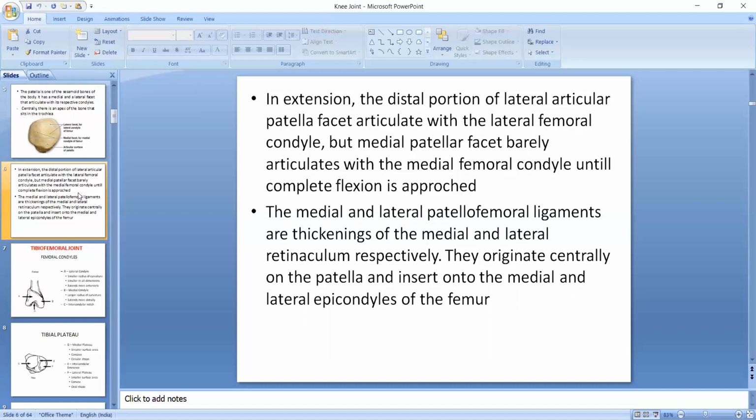The medial and lateral patellofemoral ligaments are thickenings of the medial and lateral retinaculum respectively. They originate centrally on the patella and insert onto the medial and lateral epicondyle of the femur.